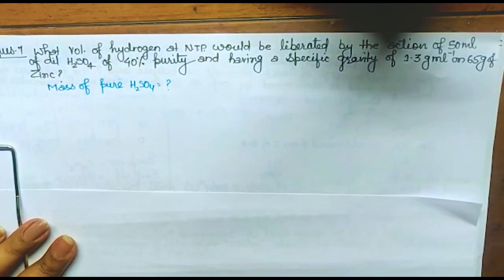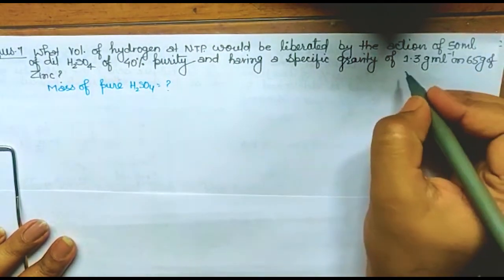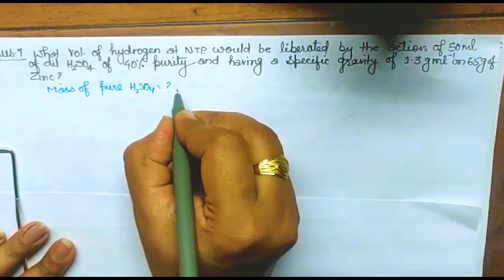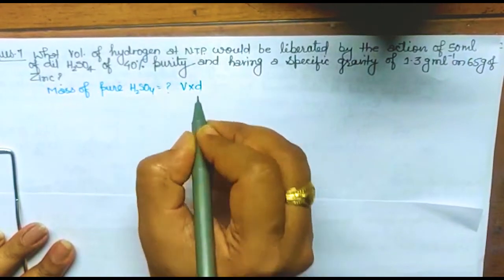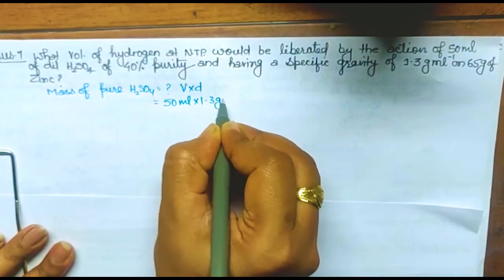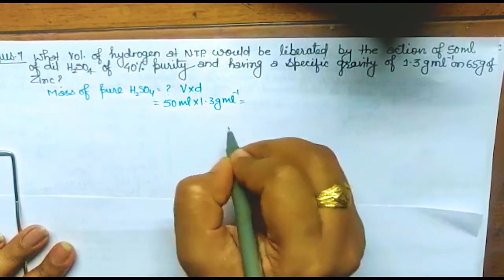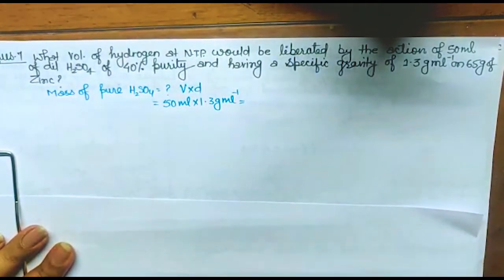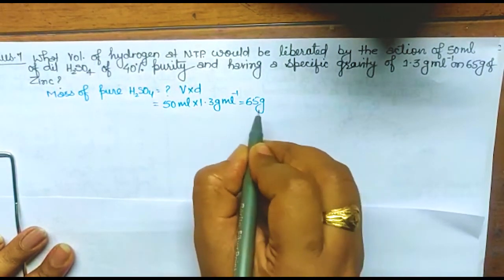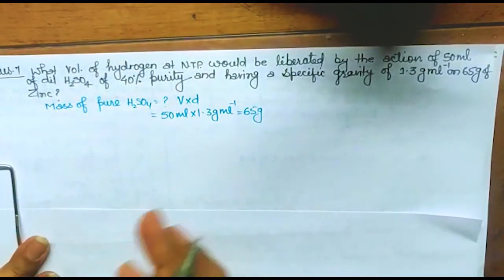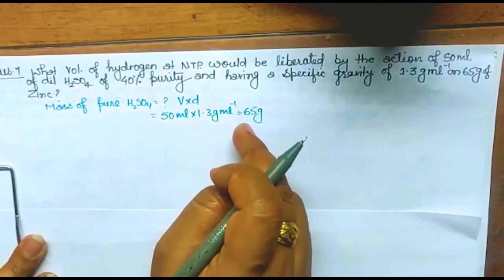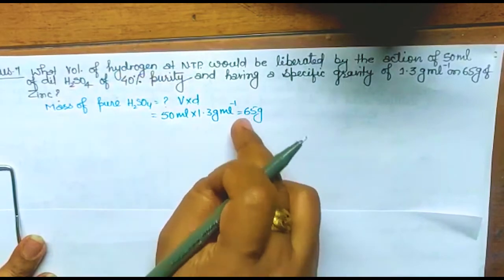Yes, the mass of pure H2SO4 we will find first, and then we will use its 40%. So the mass is equal to, since the density is given and the volume is also given, yes, 50 ml. So we know that mass is volume into density, isn't it? So the volume is given here, 50 ml, and the density is given, 1.3 gram per milliliter. So if you multiply this, you will get 65 gram. Okay, this milliliter will be cancelled, 65 gram. Any doubt?